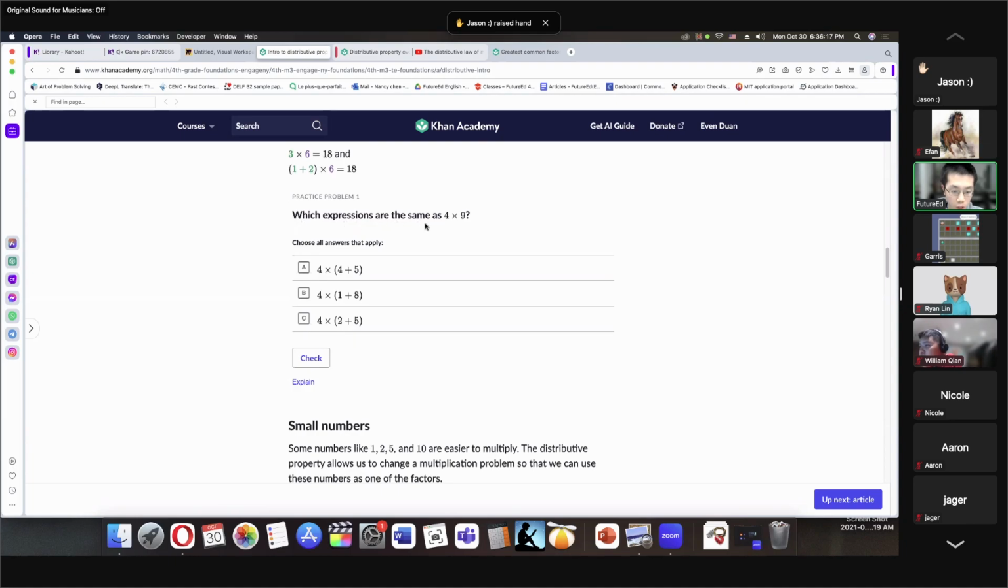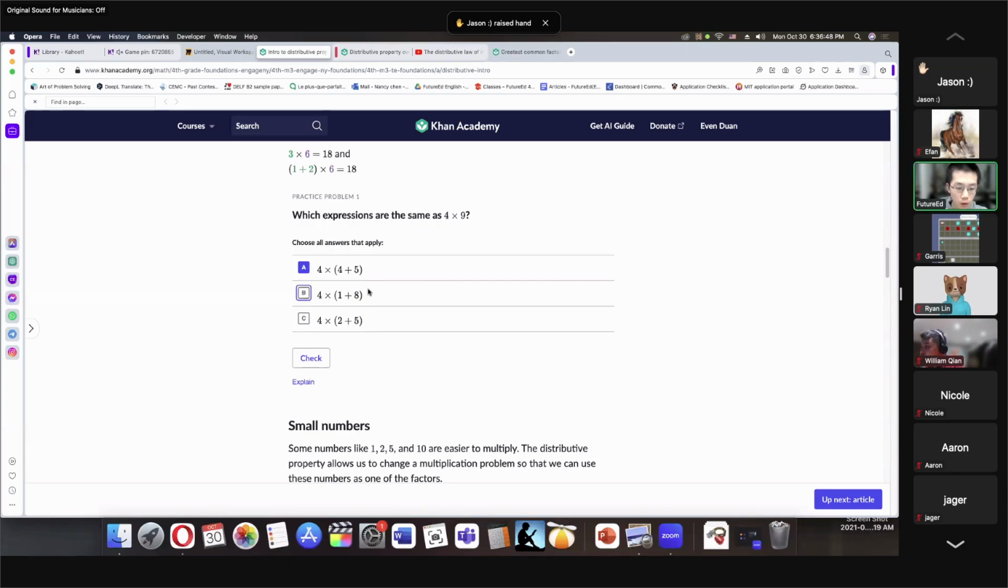we have, which expressions are the same as 4 times 9? Jason, would you like to try one of them? A? You think A and B is the answer? Why A so? Oh, okay, just answer A for now. Why is A the answer? Because if you do 4 plus 4, no, I mean 4 plus 5 is 9 times 4. Okay, it was times 9. Yeah. Awesome.